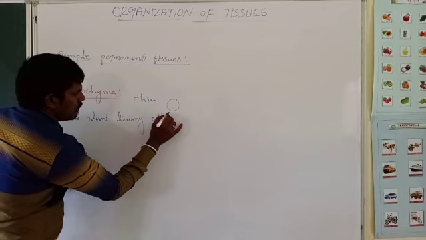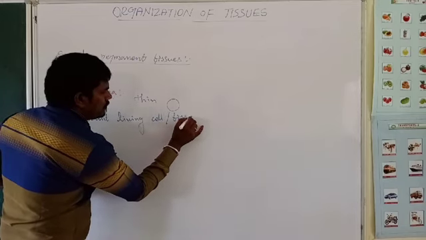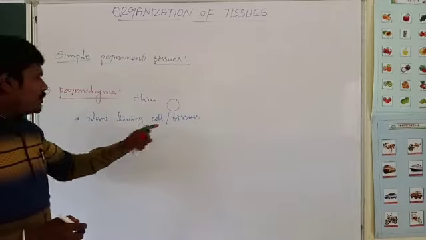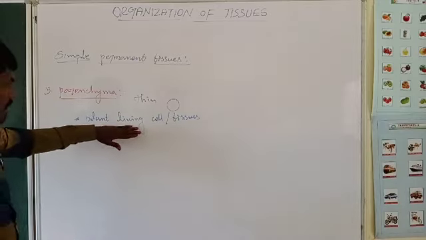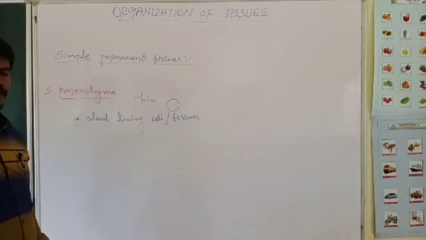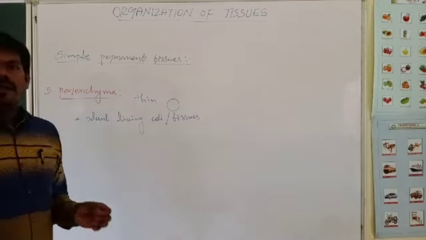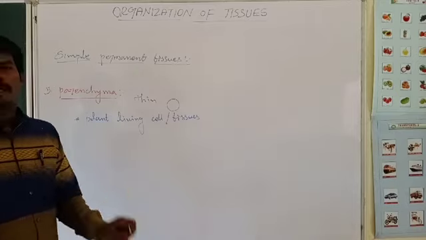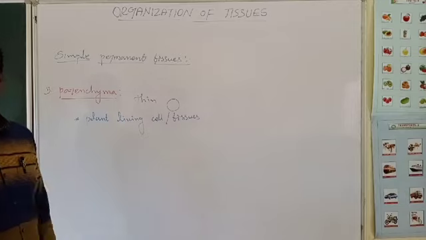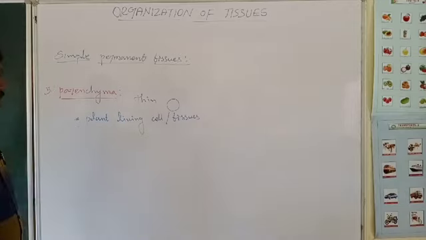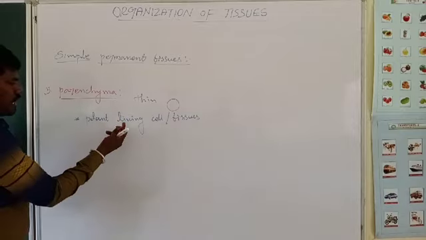Living cell or tissue. Plant living tissue means that cells are present with a nucleus and cytoplasm. Any cell you consider a living tissue or living cell must have a nucleus and cytoplasm. With these two things present, you can easily consider the cell a living tissue. And this is the thin layer, living tissue.